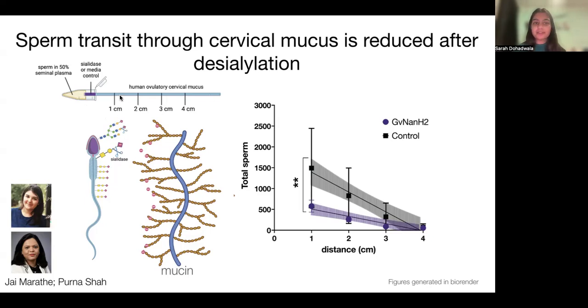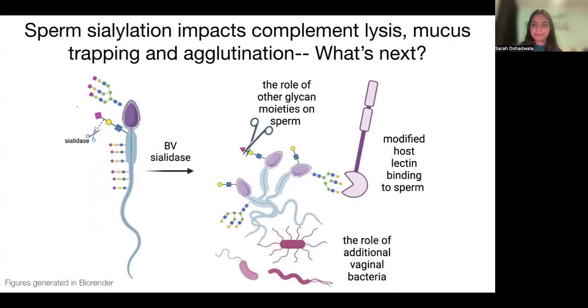So after 90 minutes, we looked at these different distances and counted in the microscope how many sperm were at each time point. And the purple here is the Gardnerella sialidase, and the black is a media control, and we can see that exposure to the sialidase reduces the sperm's ability to swim through the mucus.